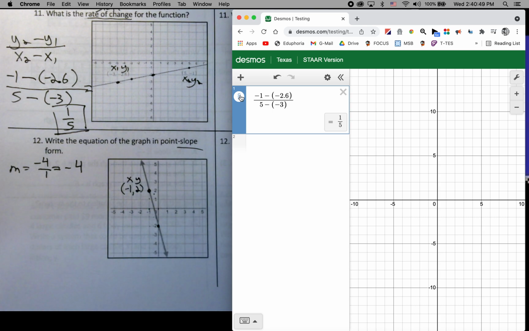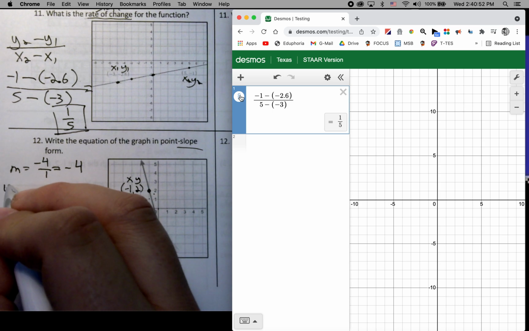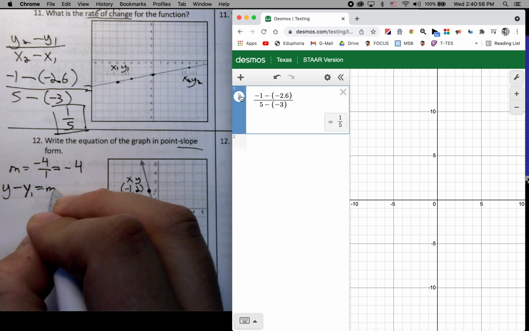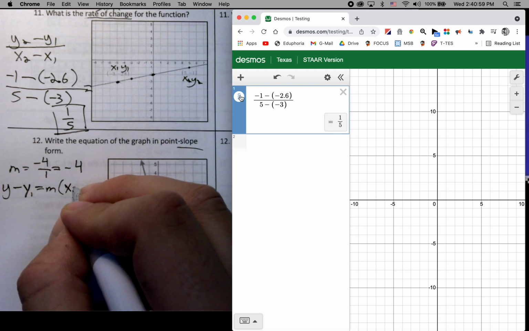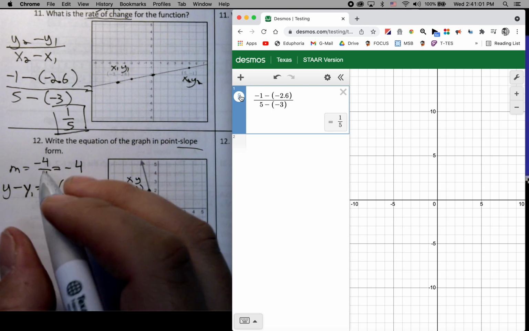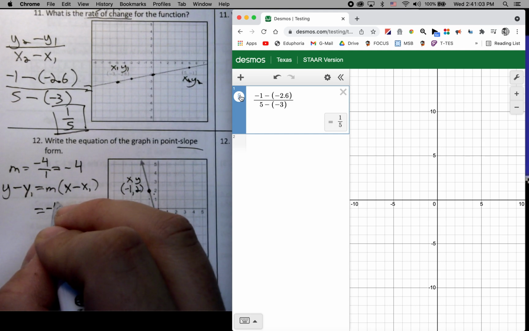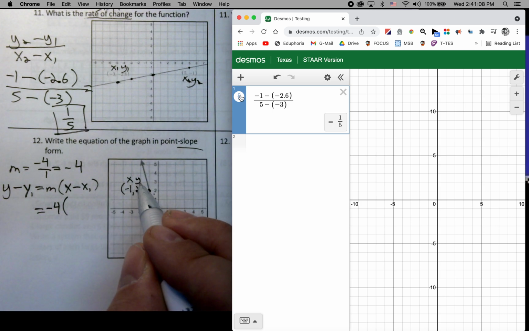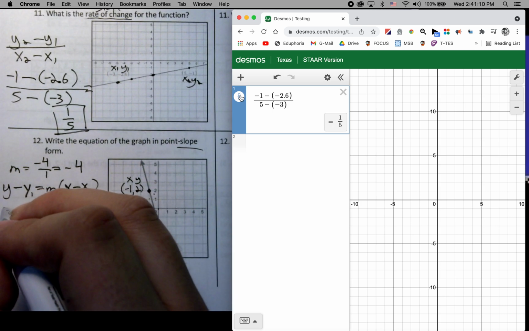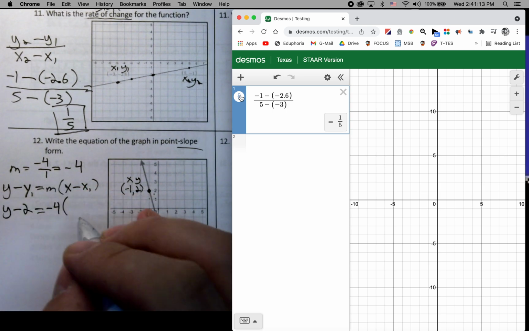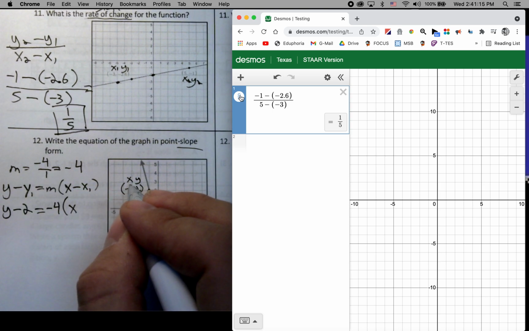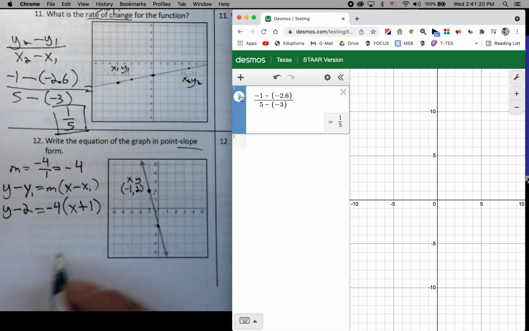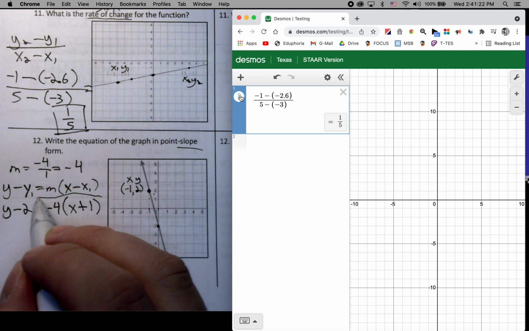Okay, so point slope form looks like this: y minus y sub 1 equals m parenthesis x minus x sub 1. I already know the m is going to be -4. And then this says +2 for the y, so I'm going to say y minus 2. And for x, this says -1, so when I plug it in, it's going to become x plus 1. And it says point slope form. Well, there you go. There's point slope form right there.